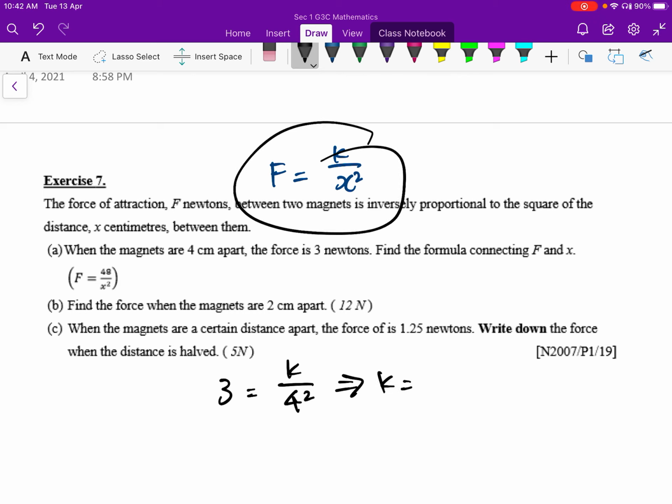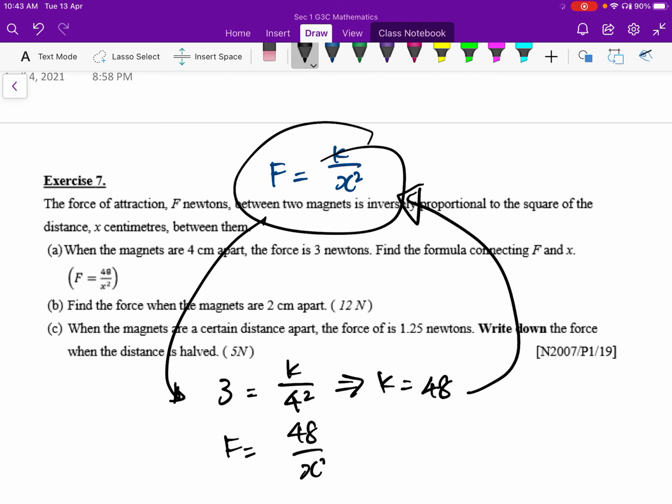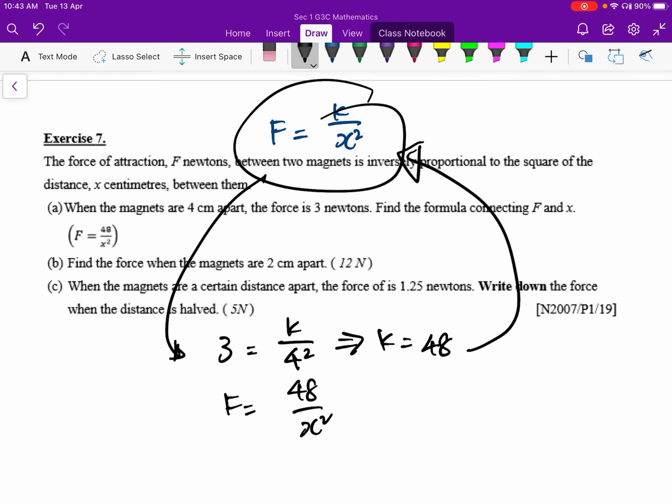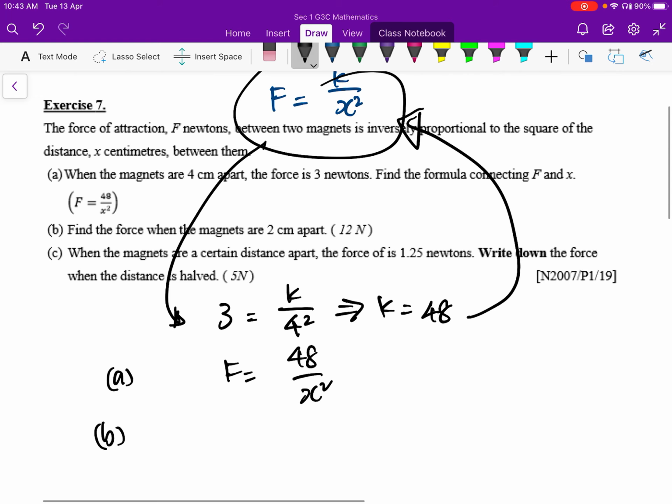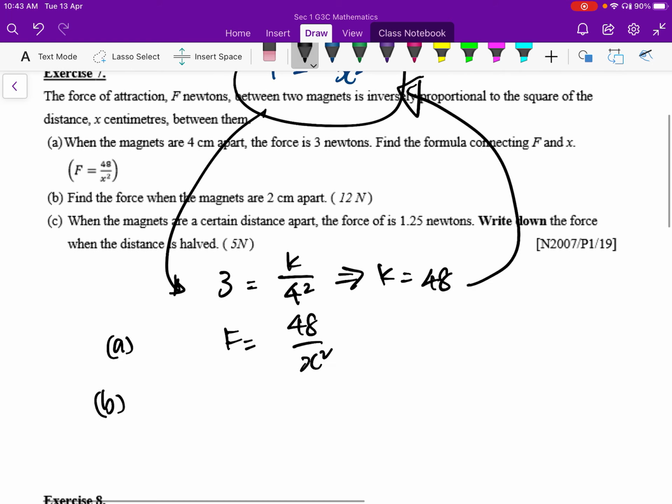K, by the way, this comes down to your first line. K will then be 16 times 3, 48. And then you update your formula. F equals to 48 over X squared. Now my formula, for F equals to 48 over X squared. Part A done. Part B, find the force when they are 2 cm apart. So let's write F equals to 48 over 2 squared. So we get 12. 12 newtons. That's a force.